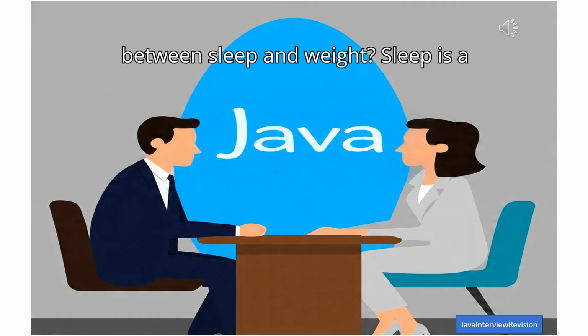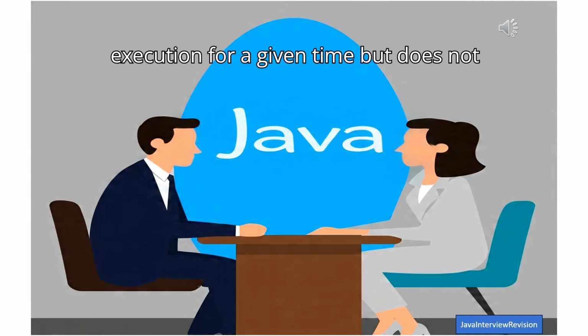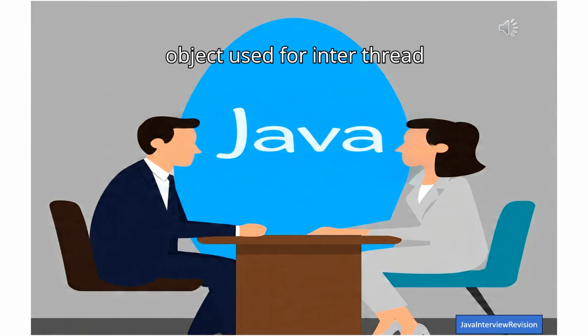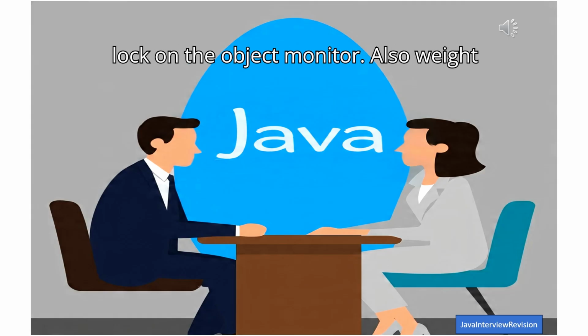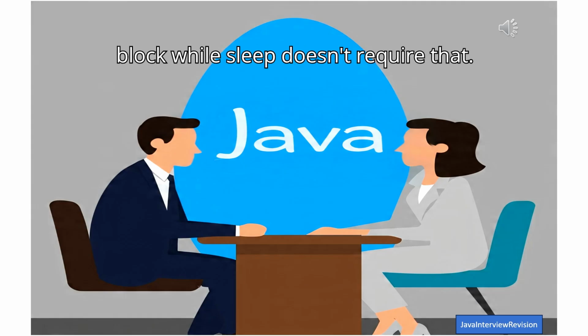What's the difference between sleep and wait? Sleep is a static method of Thread that pauses execution for a given time but does not release any locks. Wait is defined in Object, used for inter-thread communication, and it does release the lock on the object monitor. Also, wait must be called inside a synchronized block, while sleep doesn't require that.